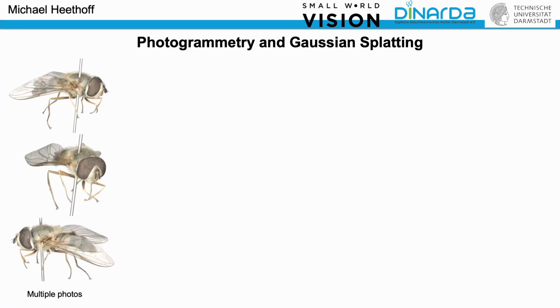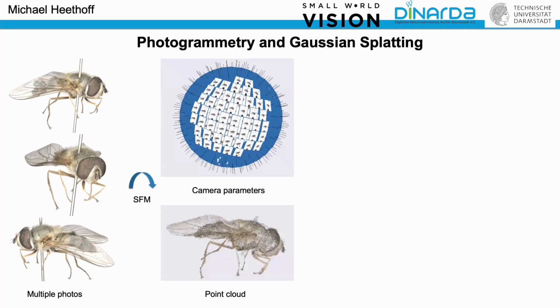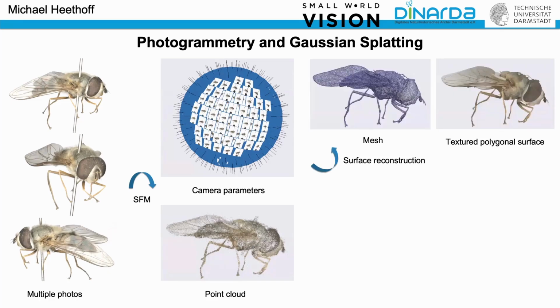We start with taking multiple photos of an object from multiple directions. Based on this, we use an approach called structure from motion. We estimate the camera parameters, where our camera was with respect to the object, and then we calculate the point cloud. With the point cloud, we can go in two directions. Either calculate a surface mesh and then use this mesh, which consists of polygons, to apply photographic texture extracted from the original images. Then we have a textured polygonal surface model.